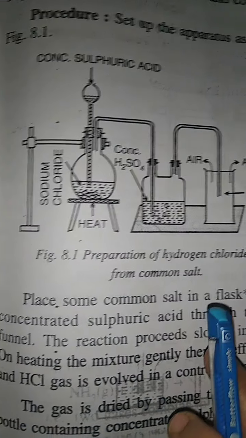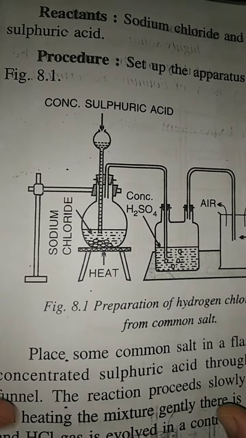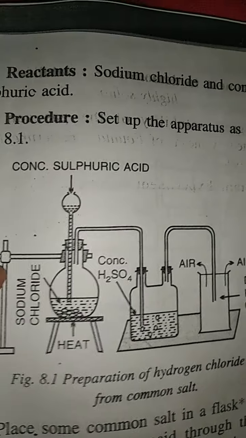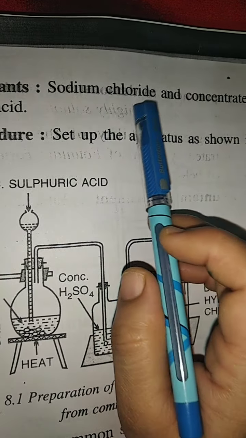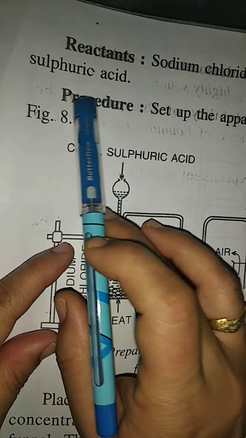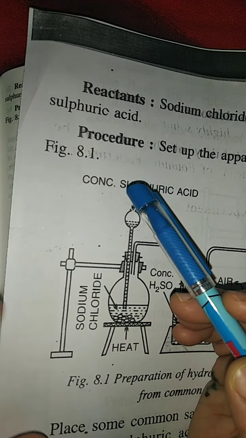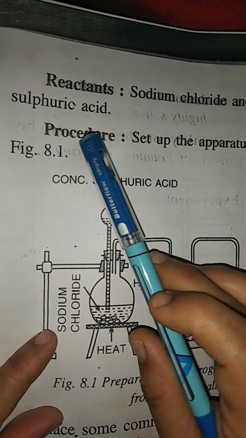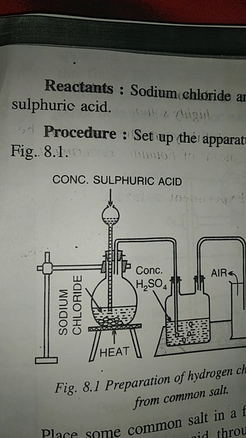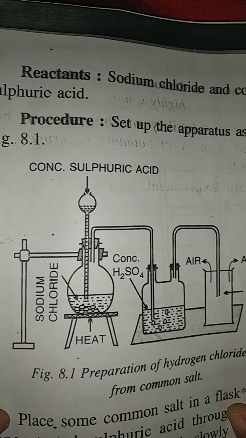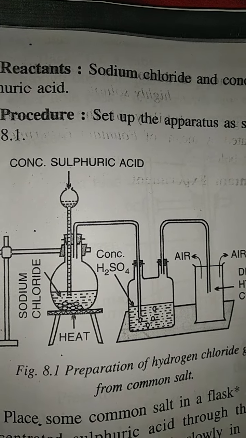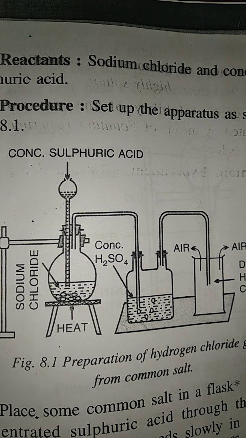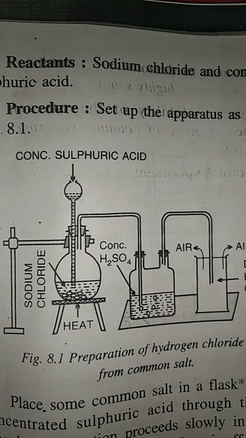Now the next topic is lab preparation of hydrogen chloride gas. In the lab, hydrogen chloride is prepared by sodium chloride and concentrated sulfuric acid. So the reactants used are NaCl and H2SO4. Now students, this is the apparatus which is used to prepare hydrogen chloride gas in the lab.